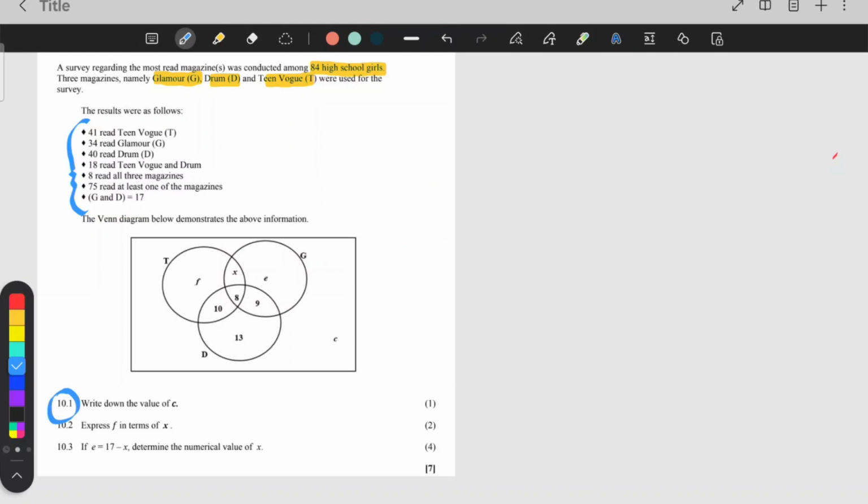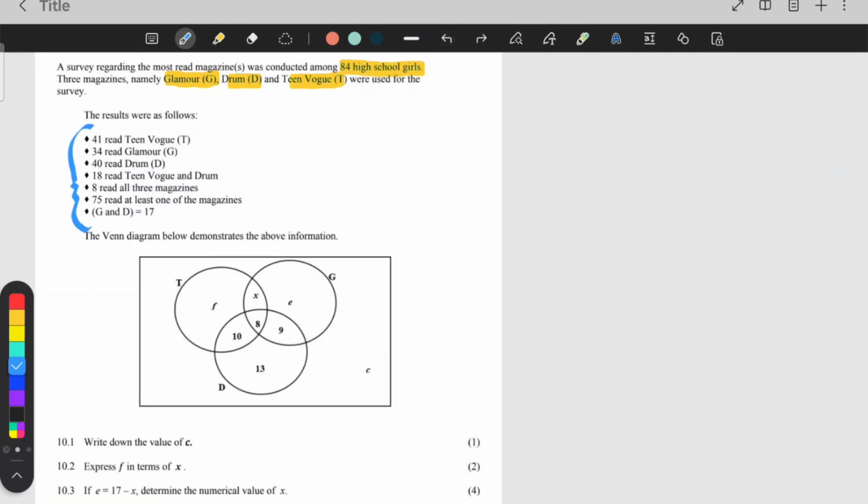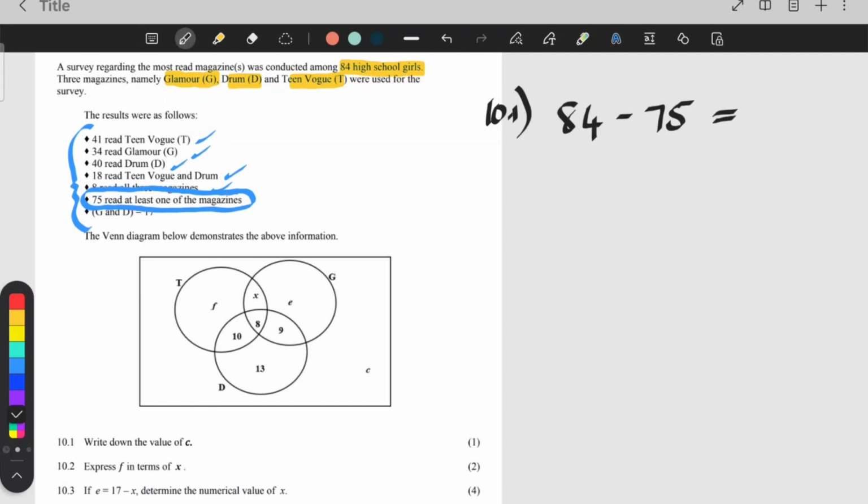10.1 says, write down the value of C. So this C over here will be the total number of learners who are not reading any magazine. So let's go read our information. Here they say 41 read Teen Vogue, 34 read that, 40 read that, 18 Teen Vogue and Drum. 8 read all 3 magazines. 75 learners read at least 1 magazine. So this is important. I have 84 learners in total. 75 read at least 1 magazine. So these 9, they don't read magazines. So that means the C outside here is 9.